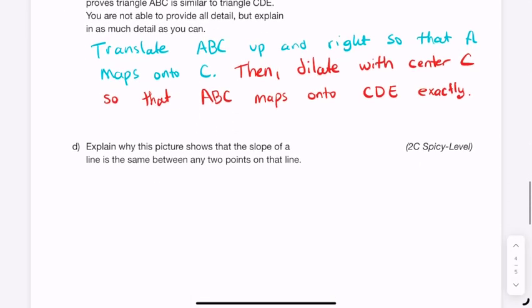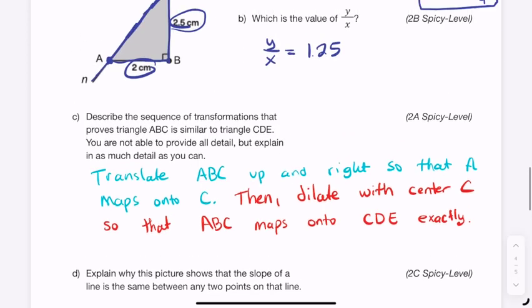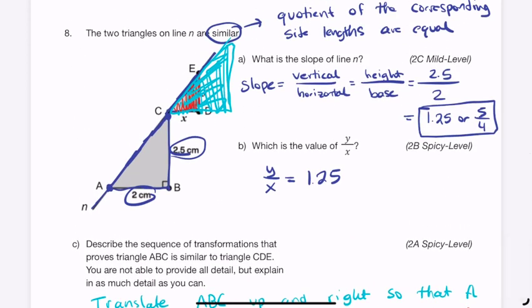And then the last one, explain why this picture shows that the slope of a line is the same between any 2 points on that line. Okay, so to reiterate the question, if we have any line, we have this line N, we can find the slope of line N, just like we can for any line, by picking any 2 points that are on that line, creating a slope triangle, and taking the vertical distance divided by the horizontal distance. It doesn't matter which 2 points we pick. So why is that true? Why does it not matter which 2 points we pick?